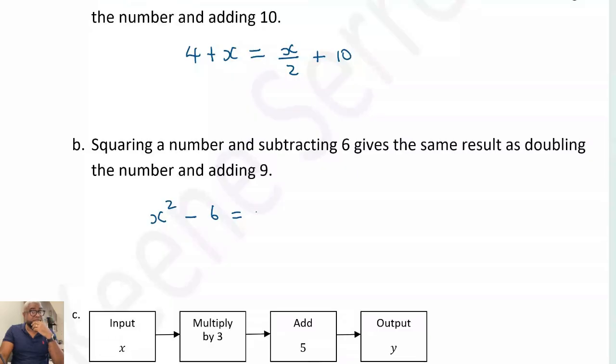What does doubling the number mean? 2x. Doubling means 2, right? Multiply by x. So that's what doubling the number means, right? And then adding 9. So this is the equation there. Okay? Everybody good there?